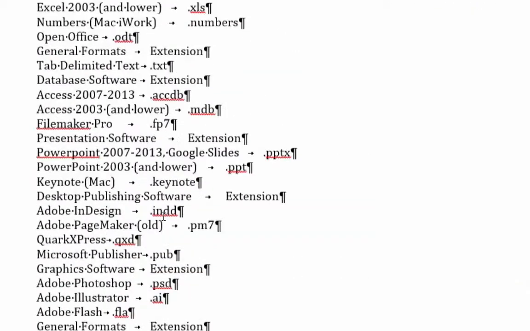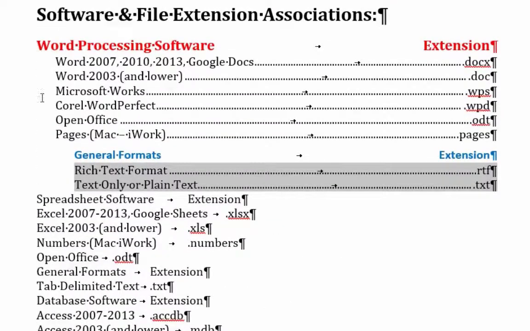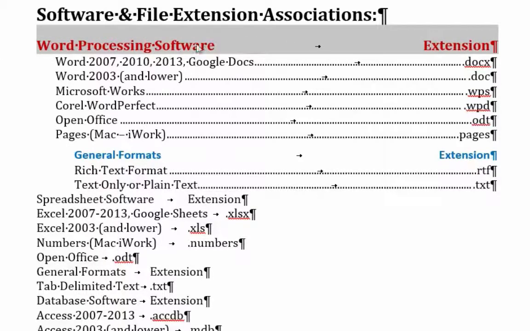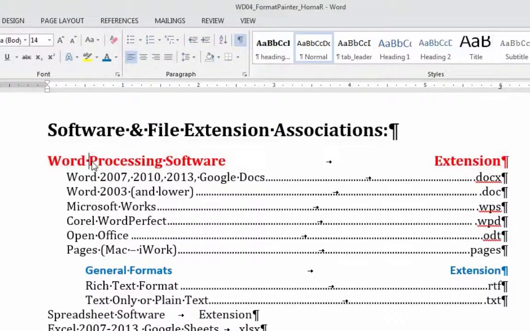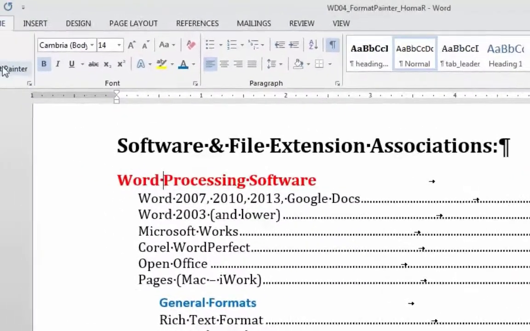Everything for the rest of the document just repeats one of these settings, either the word processing, the software listings, the general formats, or the general formats listings, however we describe those. But I'll show you an easy way to do this. Eventually we'll use styles, but this is a quick way. I'm just going to highlight this paragraph, and you could put your cursor in here too, and I'm going to click Format Painter.